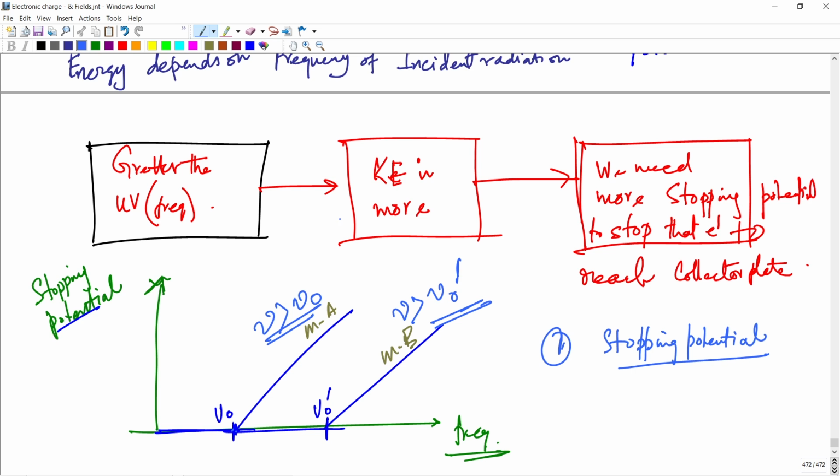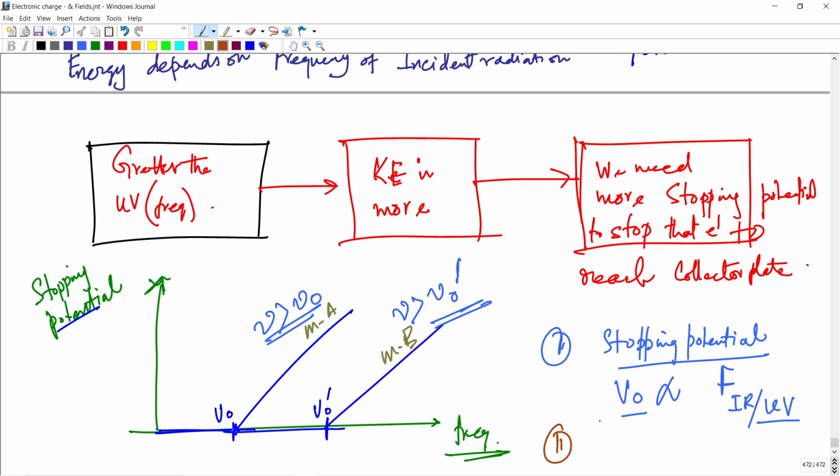Stopping potential V naught is proportional to the frequency of incident radiation or UV ray. If the frequency is more, you need more stopping potential to stop the maximum kinetic energy of the electron. Our purpose is to stop that electron so it does not reach the collector plate. That's why stopping potential is the purpose. Stop that electron.